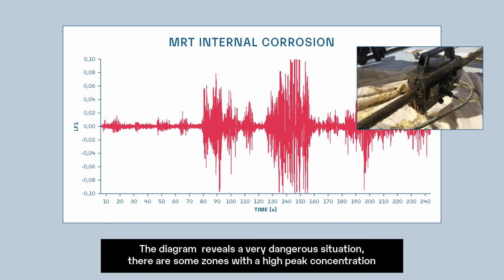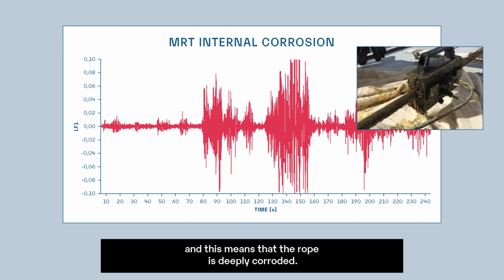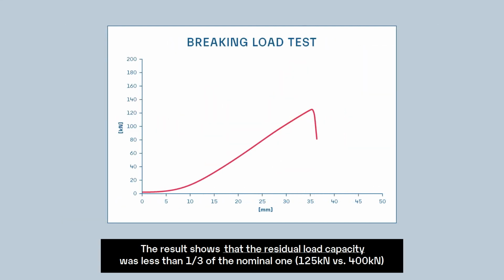The diagram reveals a very dangerous situation. There are some zones with a high peak concentration, and this means that the rope is deeply corroded. The rope was immediately removed, and a breaking test was performed. The result shows that the residual load capacity was less than 1/3 of the nominal one.